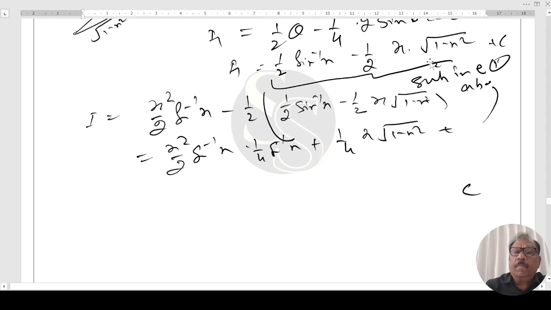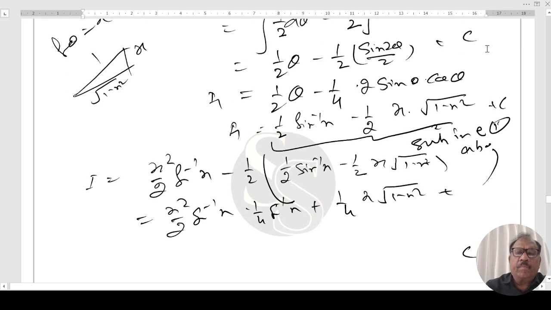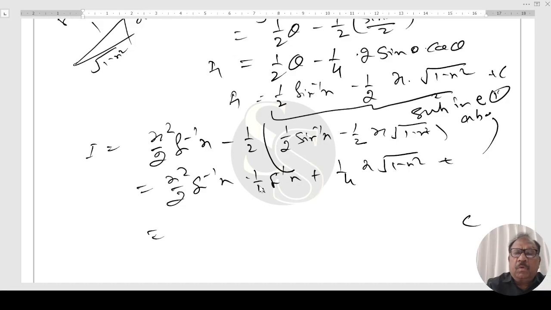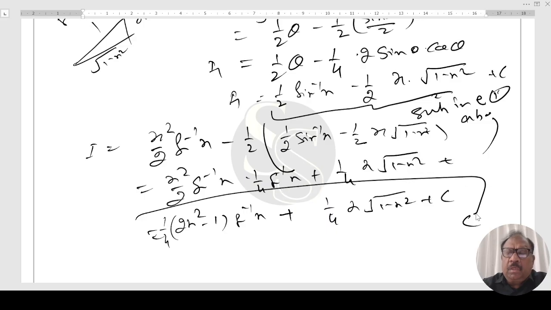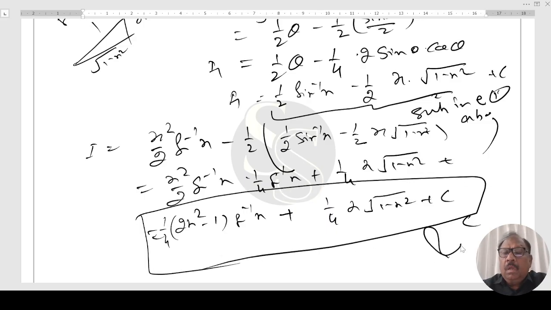If we take sin inverse x common, 2x square minus 1, this comes out to be 1 by 4 sin inverse x plus 1 by 4 x under root 1 minus x square plus c. This would be the answer. Right? Next question.